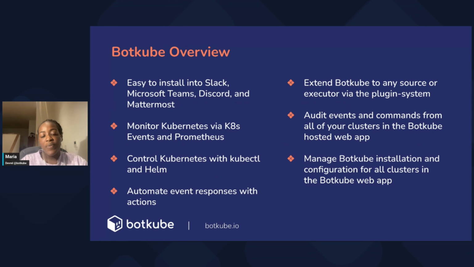So just a quick overview. Botkube works with Slack, Microsoft Teams, Discord, and Mattermost. Currently, you can monitor your Kubernetes events via Kubernetes Events and Prometheus. And we also have a plugin system where we have more sources you can link Botkube to. Additionally, you can control your Kubernetes, so act on those events with kubectl and Helm. And secondly, you can automate your event responses with Botkube's actions, and you can extend Botkube to any source or executor via the plugin system I mentioned before.